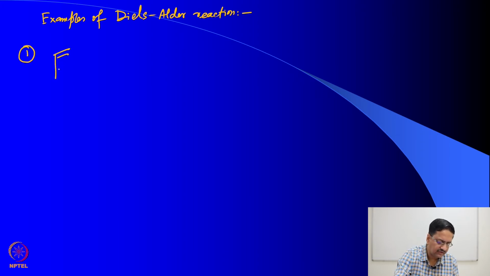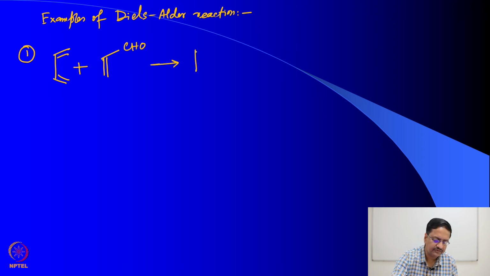The simplest one that one can think of is butadiene reacting with ethanal, which essentially gives you a simple product like this. Example number 2.